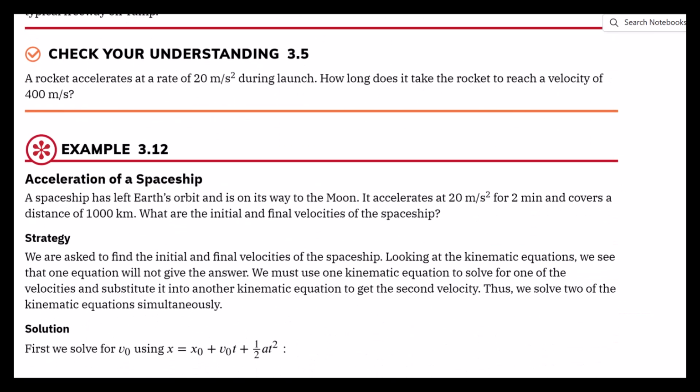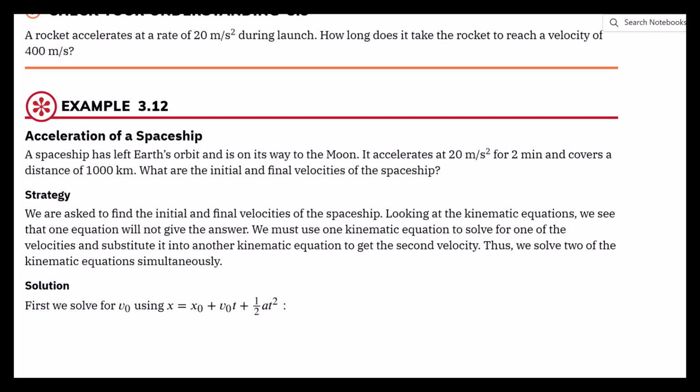Okay, check your understanding. Acceleration of a spaceship. A spaceship has left Earth's orbit and is on its way to the moon. Okay, little science person. All right. It accelerates 20 meters per second squared for 2 minutes. What are the initial and final velocities of the spaceship? Okay, we're just going to pretend that that's super sciencey.